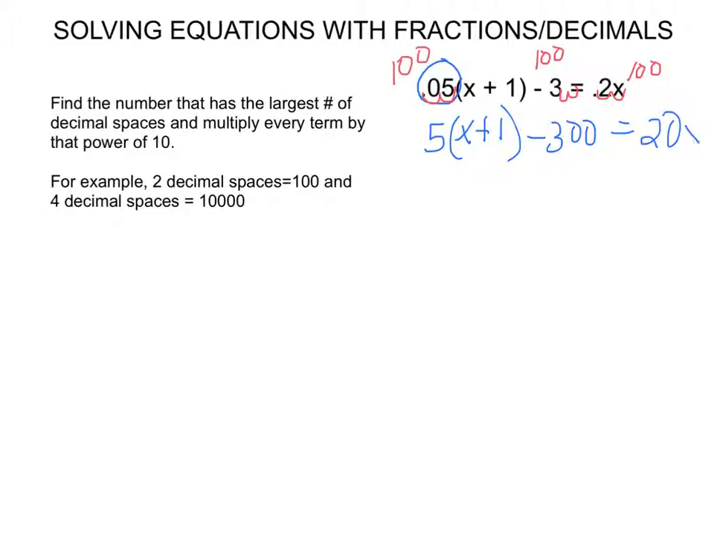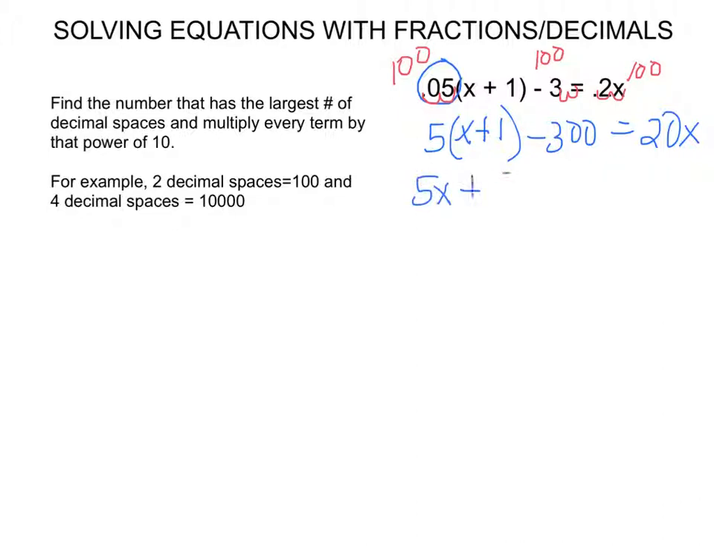Now often I get the question of why don't we multiply both outside the parentheses and inside with the 100 as well. The answer is because this entire term here is one term, so if we multiply it by 100 on the outside, that's good enough. At this point, we've gotten rid of our decimals, and we can go ahead and solve.